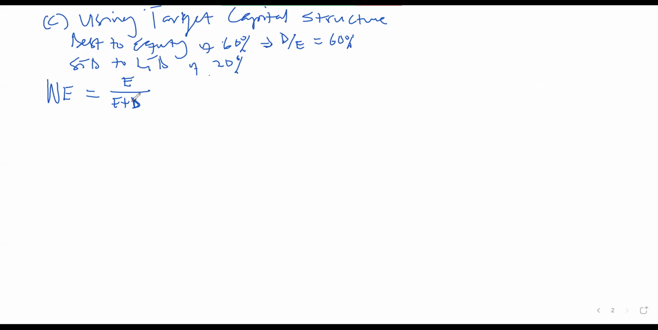Because my debt is short term plus long term, I can just put it there as D, debt. And this gives me the weight of equity. So, given D over E to be equal to 0.6, which is 60%, I can make D the subject by cross multiplying and say that D is equal to 0.6 E.